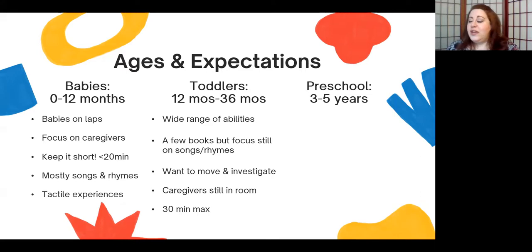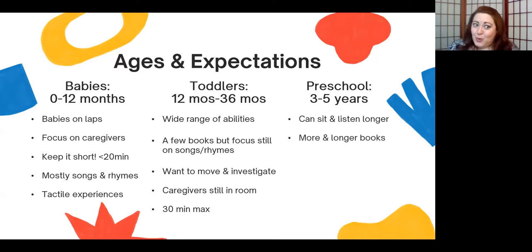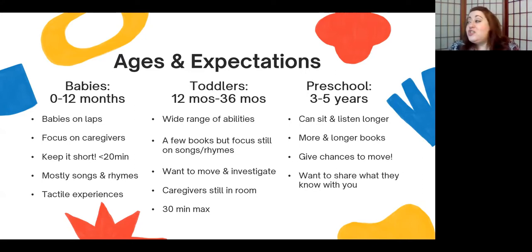And then the last group, preschool, ages 3 to 5. They can definitely sit and listen a little bit longer. So you can do more and longer books, although still not like novels. Give them chances to move around. Again, they're still a little squirmy. They need those movement breaks. They want to share what they know with you. They're very verbal, a lot of them. Not all of them, but many of them are pretty verbal, and they like to tell you what they have learned, tell you what they know, tell you about their dog, or whatever's happening in their life that is important to them. So again, going in with those expectations that they might want to talk.